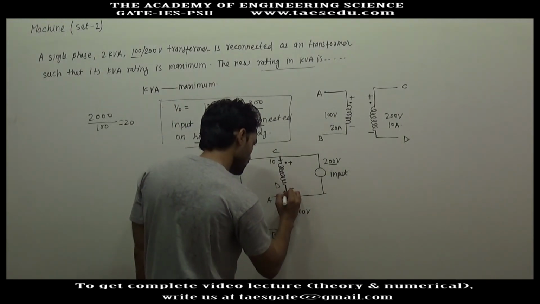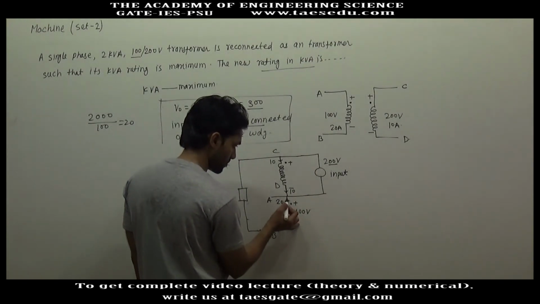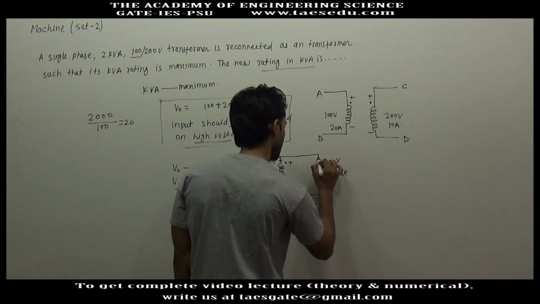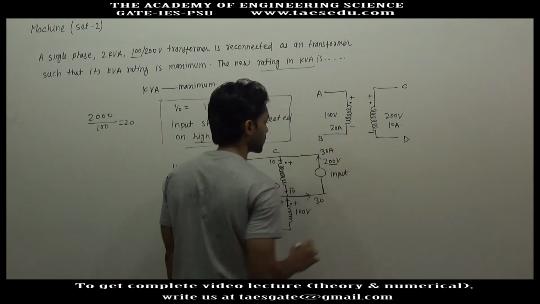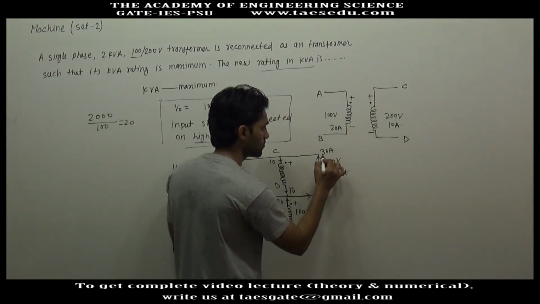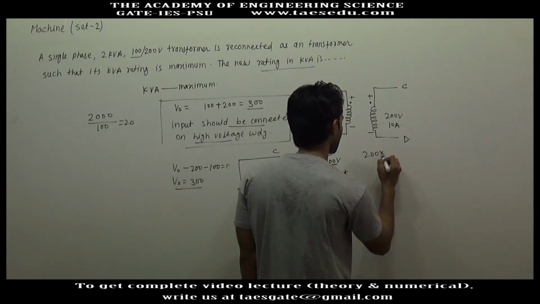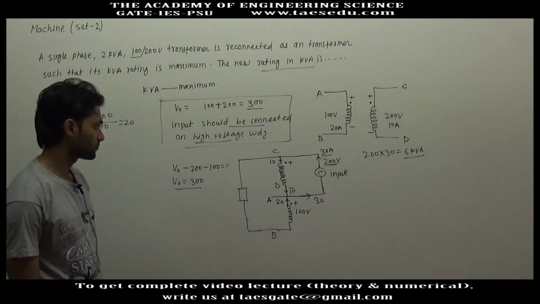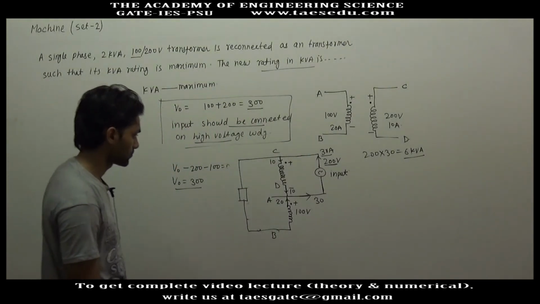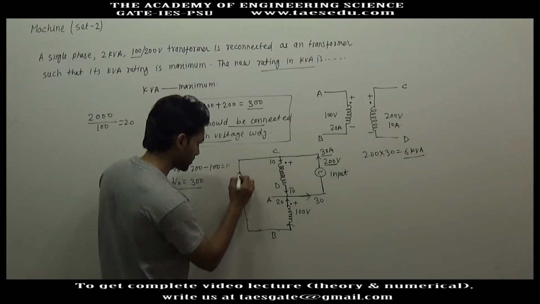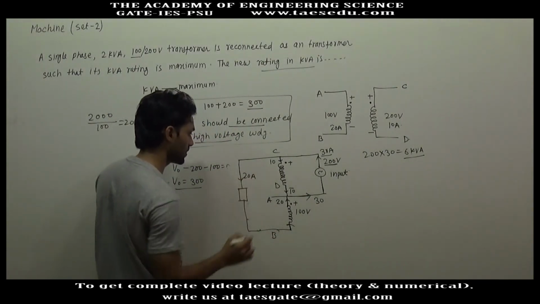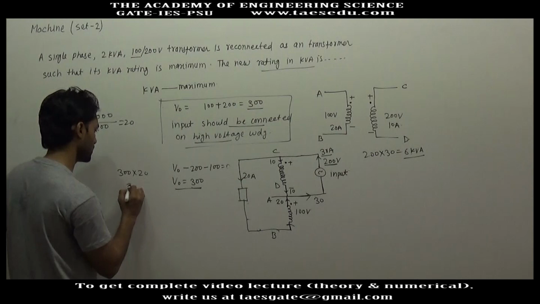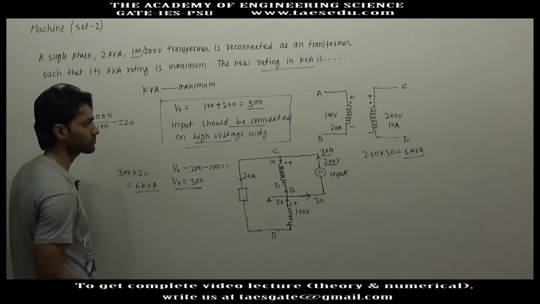So 10 ampere will come through this winding. This is 10 ampere and this is 20 ampere. So here current will be 30 ampere. This current is 30 ampere. So input kVA will be input voltage into input current, 200 into 30, 6 kVA. Similarly, output kVA will be, this current is 20 ampere. So in the load 20 ampere current will enter, and voltage across load is 300. So this will be 300 into 20, again 6 kVA.